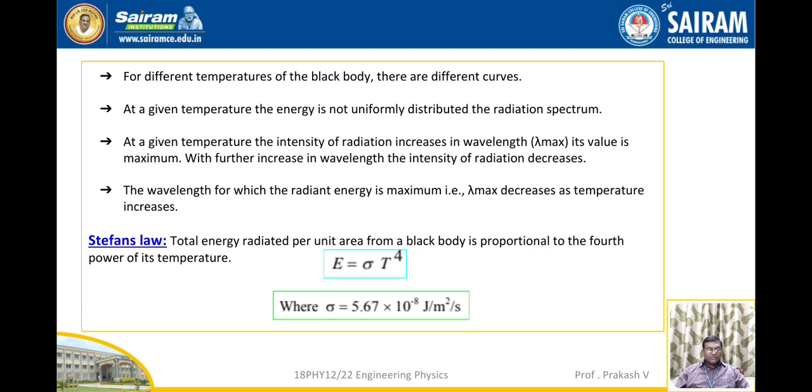And the next concept is Stefan's law. This is also applicable to a black body. The total energy radiated per unit area from a black body is proportional to the fourth power of its temperature. That means E is equal to sigma T to the power of 4. Here sigma is a proportionality constant known as Stefan's constant. The value of sigma is found to be 5.67 into 10 to the power of minus 8 joules per meter square per second.